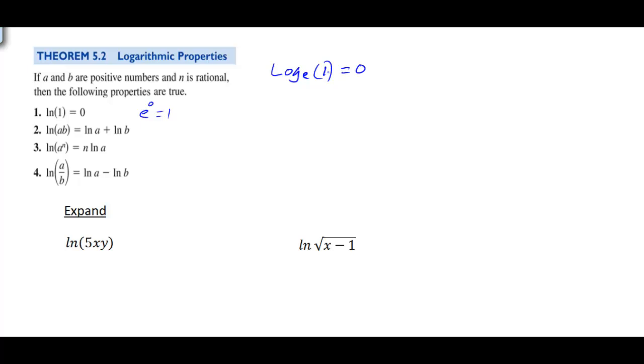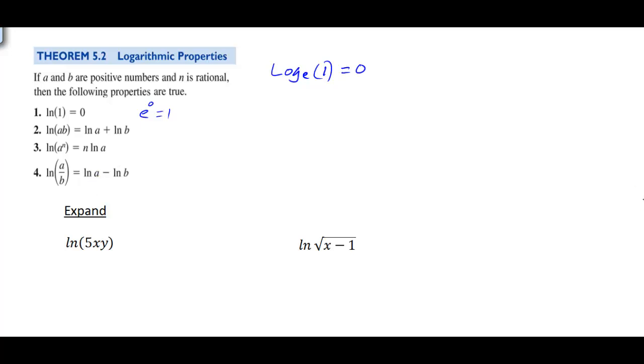Property 2 says that if you have multiplication, the natural log of a times b, we can split that into the natural log of a plus the natural log of b, so we can expand the expression. And if you have natural log of a to the n, if you have an exponent, we can pull the exponent out in front of the natural log. And number 4 says that if we're dividing, we can split that into the natural log of a minus the natural log of b. And a lot of times that's what we want to do. We want to either be able to expand or condense your logarithms.